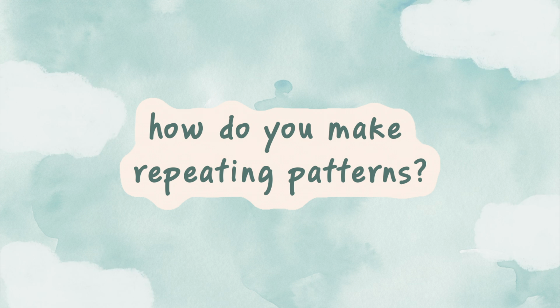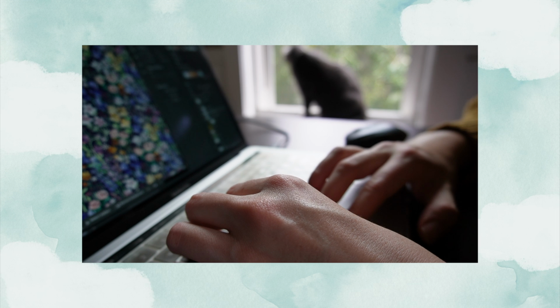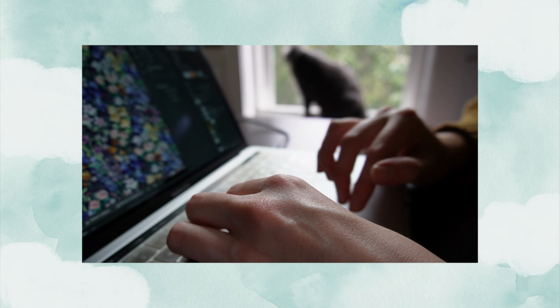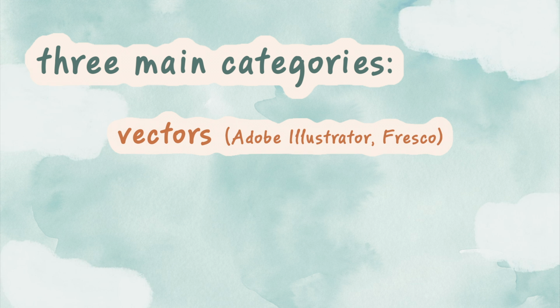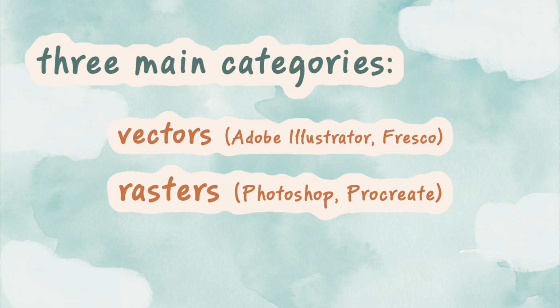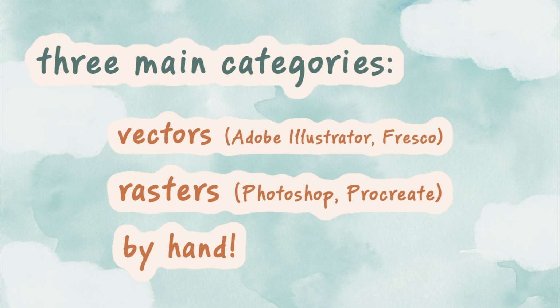So how do you actually make repeating patterns? Well, there are so many ways you can do this, but they mostly fit into 3 categories. Firstly, there's vector software, things like Adobe Illustrator or Fresco. You can also use raster software, so that would be tools like Photoshop or Procreate. And finally, you can also create repeating patterns by hand in the real world without any software needed.